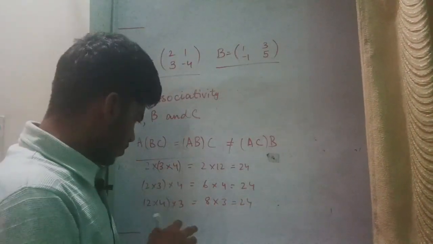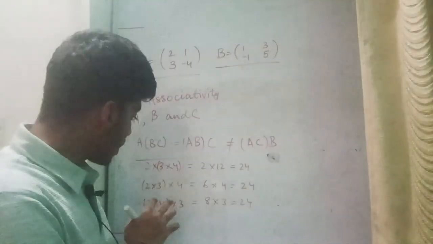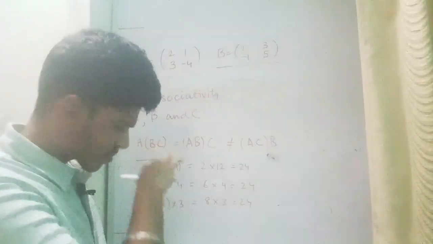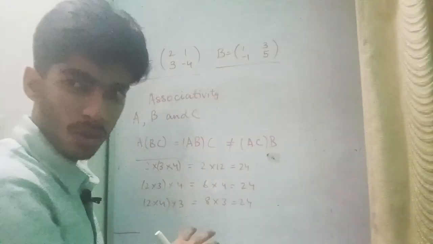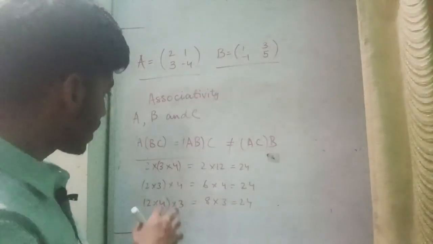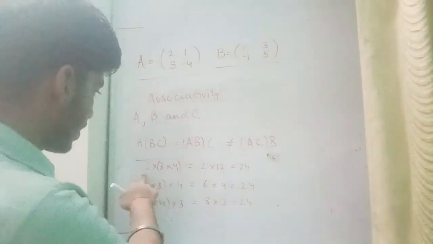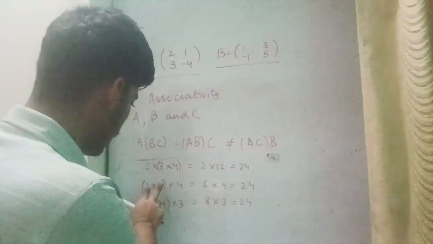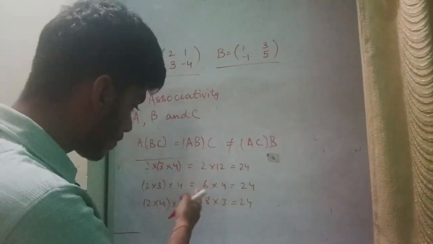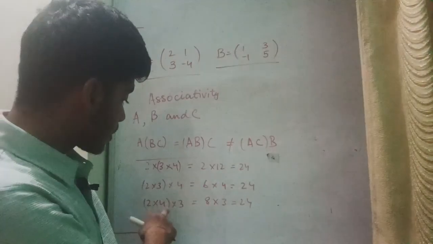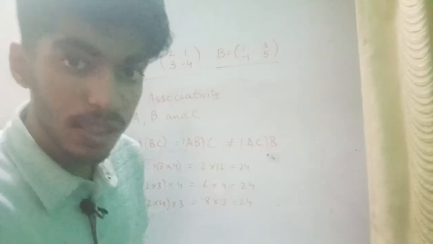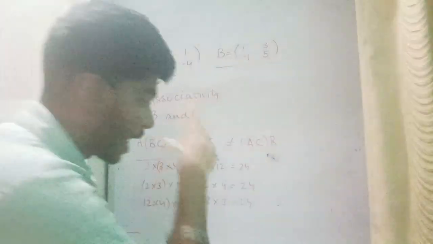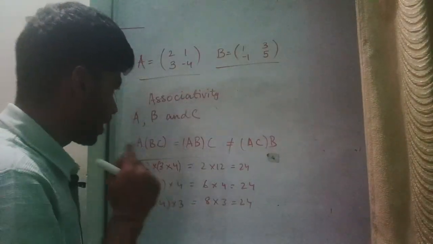So in multiplication of numbers, associativity holds true very strongly, in the sense that if I write 2 times 3 inside the brackets and then multiply it with 4, or 2 times 4 inside the brackets and then multiply it with 3, in all three cases I get 24 as the result, right?